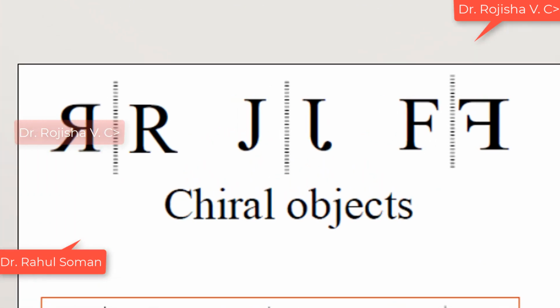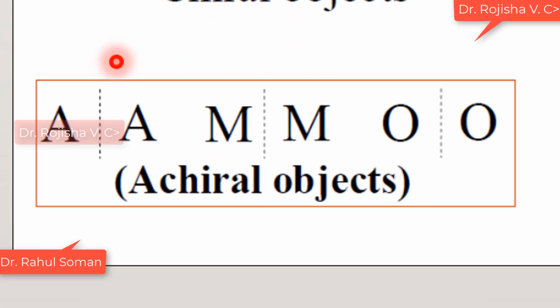But in the case of the letters R, J, and F, we can't get a plane anywhere, or any symmetry element is not there. You can't get a center of symmetry or anything. So that object does not have any symmetry and is a chiral object, and the objects which have a symmetry element in them will be achiral objects.